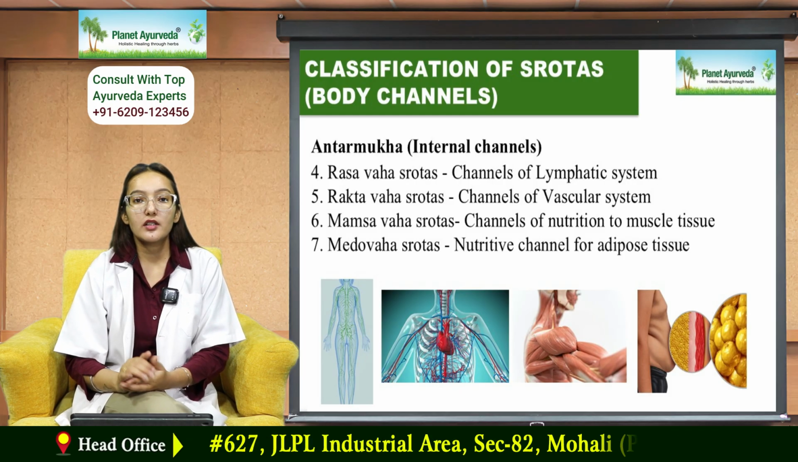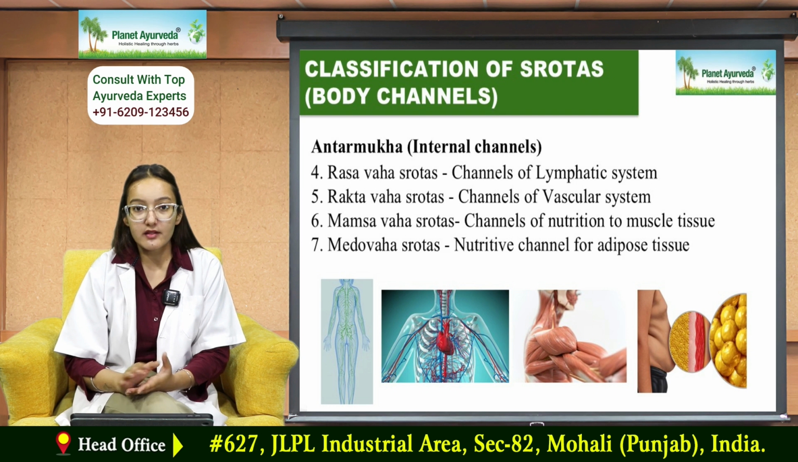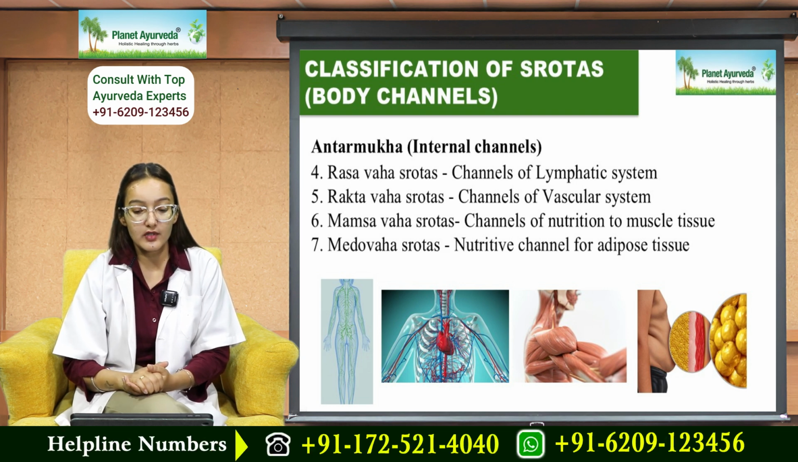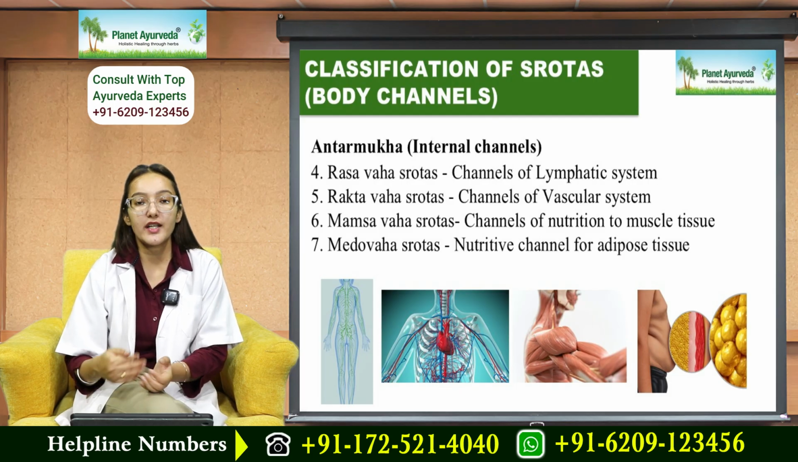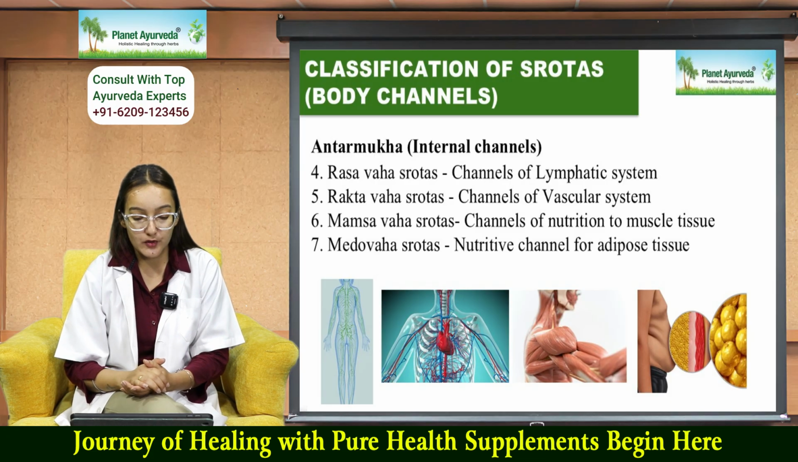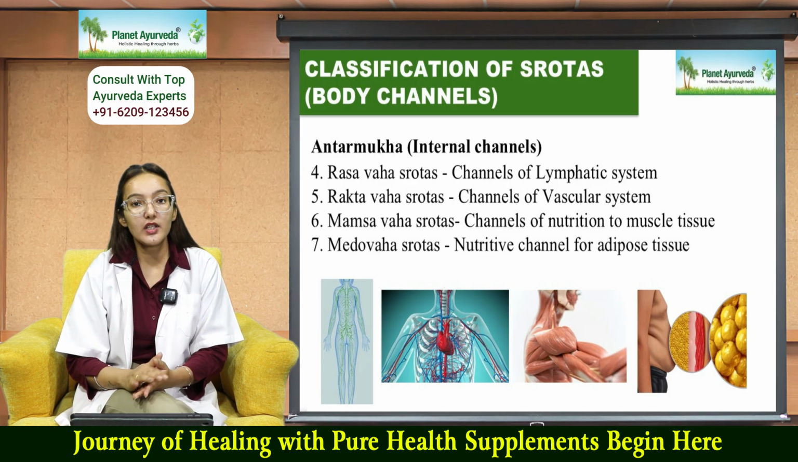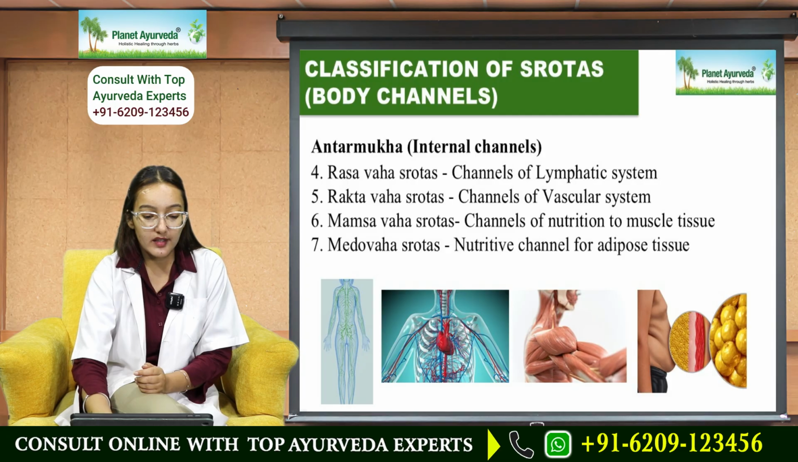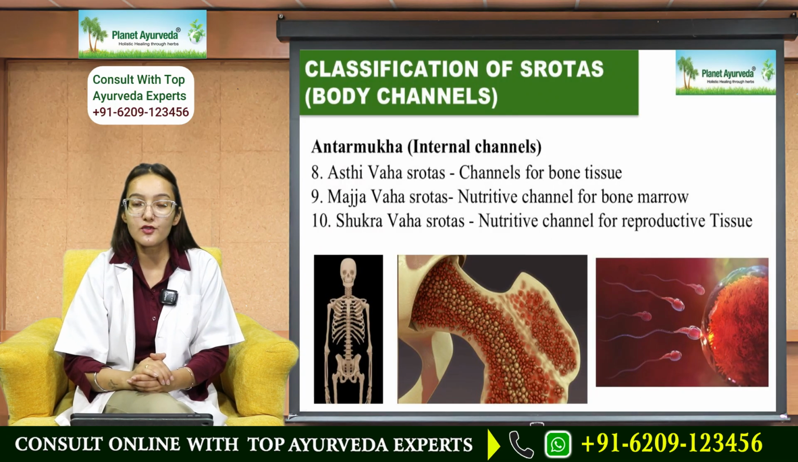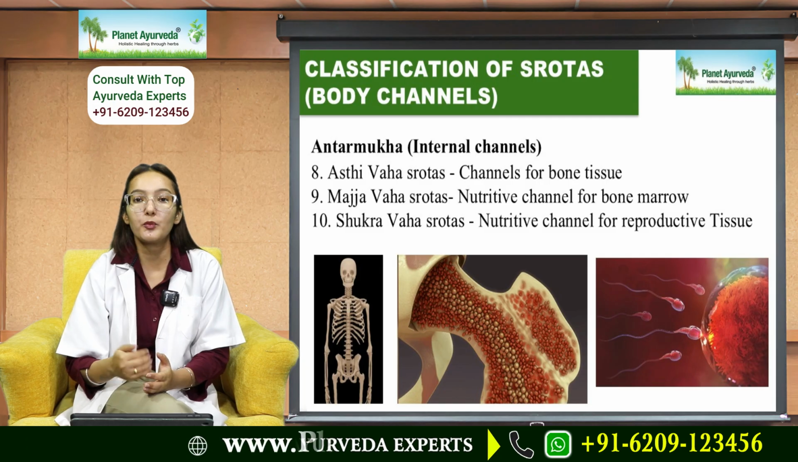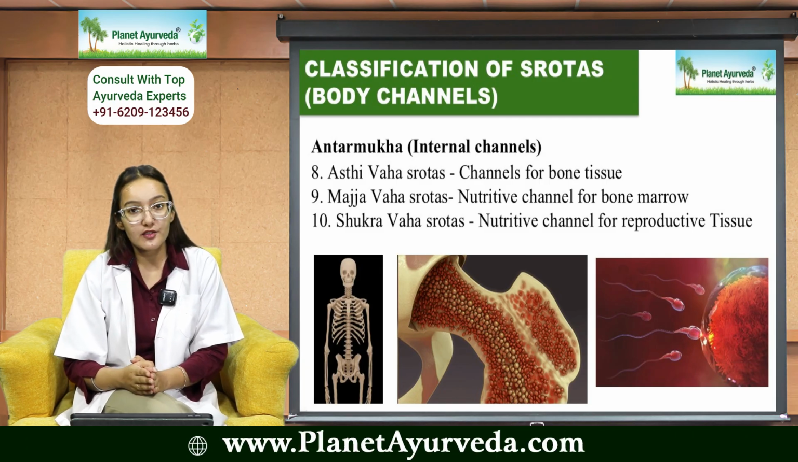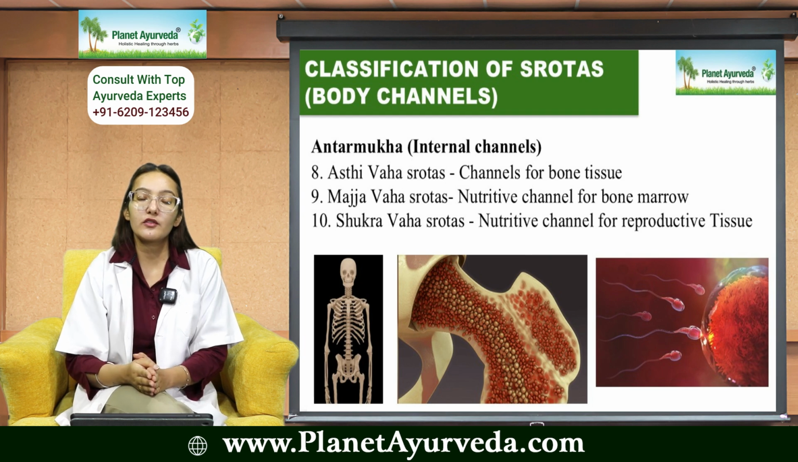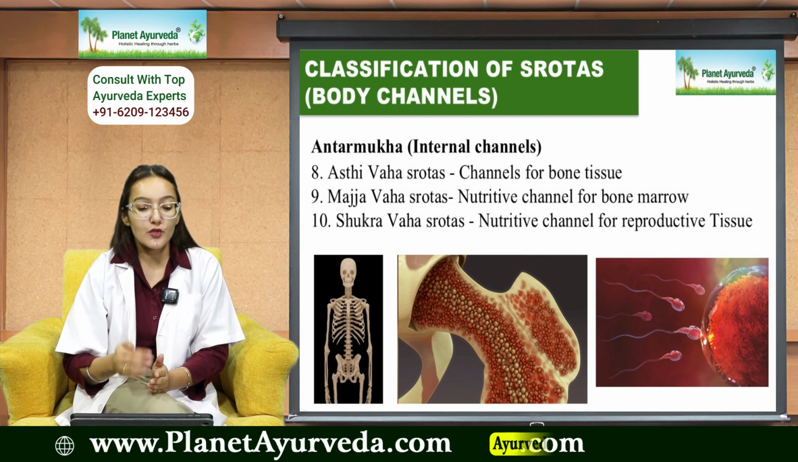Then is Raktavaha Srotasa, the channels of the vascular system. Whatever is related to blood cells and blood falls under the Raktavaha Srotasa. Then is Mamsvaha Srotasa, the channels which provide nourishment to muscle tissue. Then is Medovaha Srotasa, the nutritive channels of fat or adipose tissue. Then is Asthivaha Srotasa, the channels of bone nutrition. Then is Majjavaha Srotasa, the nutritive channels for bone marrow. Then is Shukravaha Srotasa.